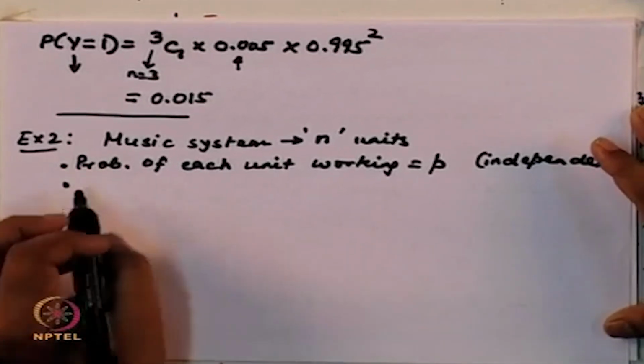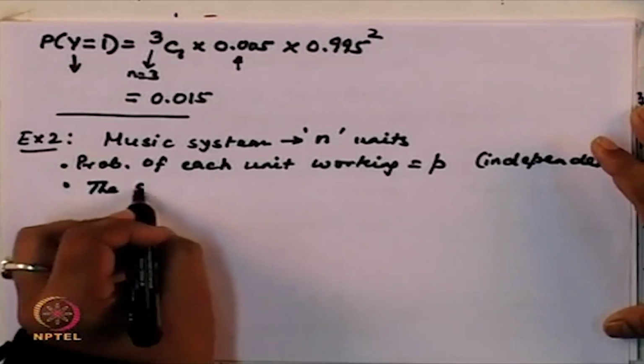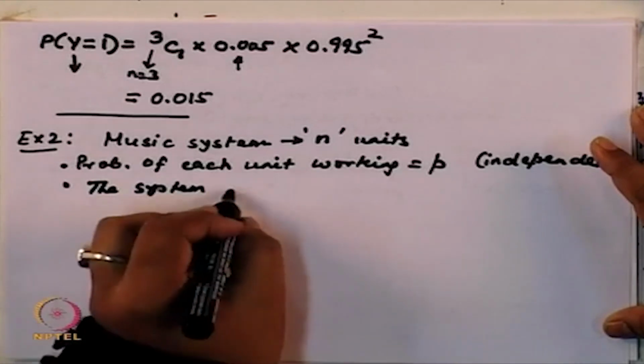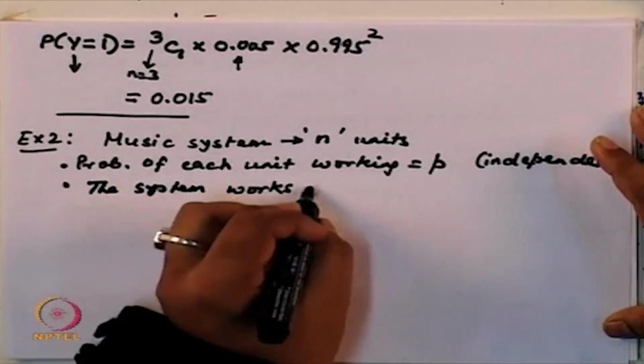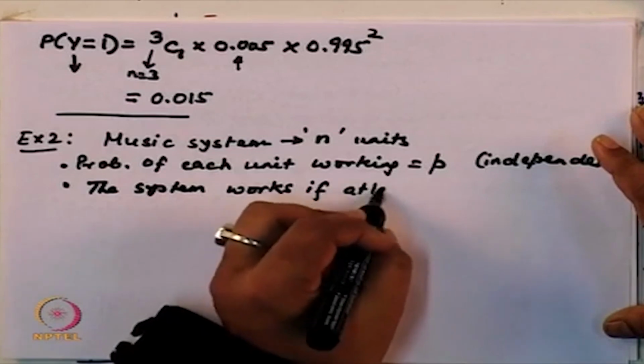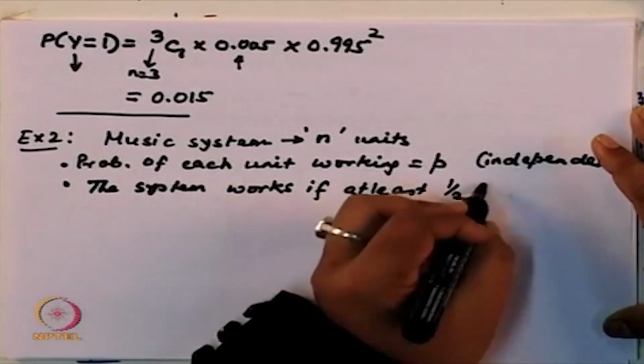The other clause is the system works if at least half the units work.